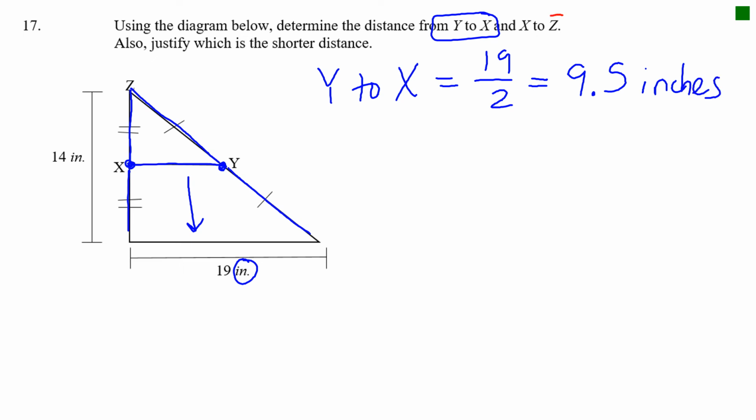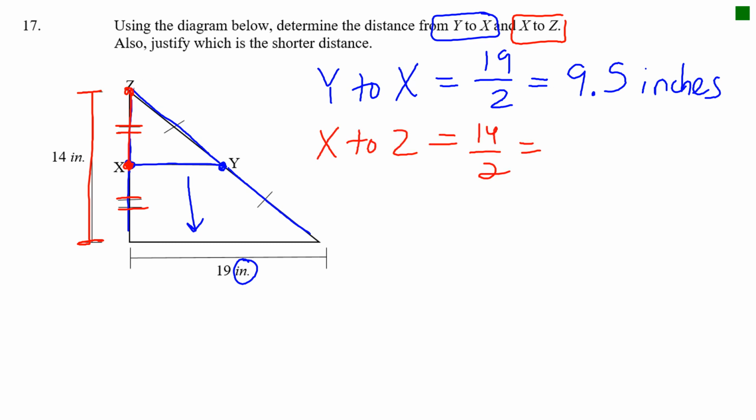Now we need to calculate the distance between X to Z. Here's X, here's Z. They want us to calculate that one. Now, if you look at the picture from top to bottom, it's 14 inches. But because X is a midpoint, it created 2 equal pieces. So if you had 14 inches and it was cut into 2 equal pieces, you're going to have to take 14 divided by 2. So X to Z is going to be 14 divided by 2, which is just going to give us 7 inches.